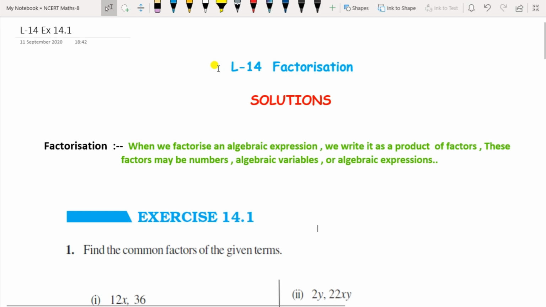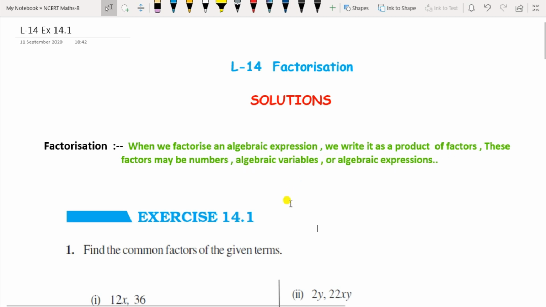In this video we are going to see solutions of exercise 14.1 of lesson 14, factorization. What is meant by factorization? When we factorize an algebraic expression, we write it as a product of factors. These factors may be numbers, algebraic variables or algebraic expressions. So that is called factorization.